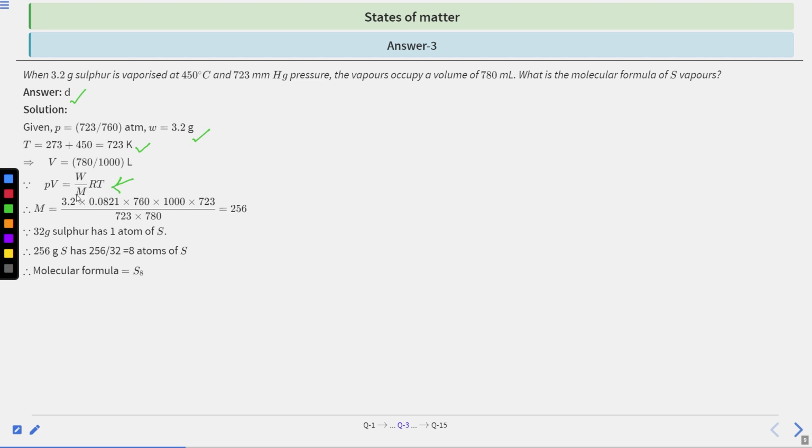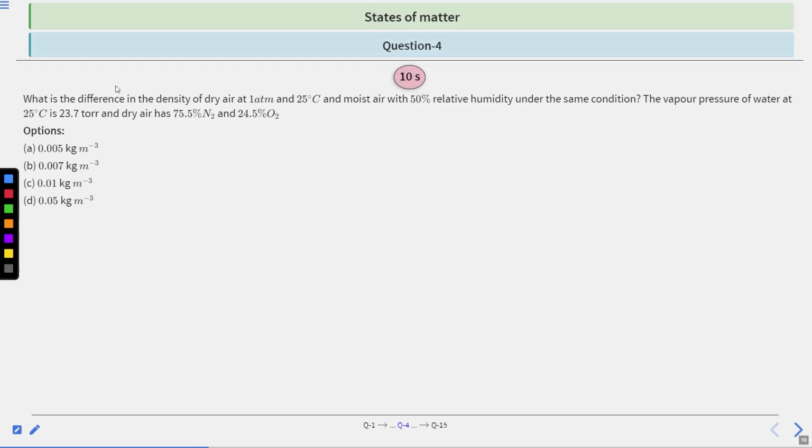By rearranging the terms, the molar mass will be equal to WRT upon PV. On putting in the values and solving the equation, we get the molar mass equal to 256. Since 32 gram sulfur has one mole of sulfur atoms, 256 gram sulfur has 256 divided by 32, that is 8 atoms of sulfur. So the molecular formula will be S8. Hence option D is the correct option. Moving on to question number 4.